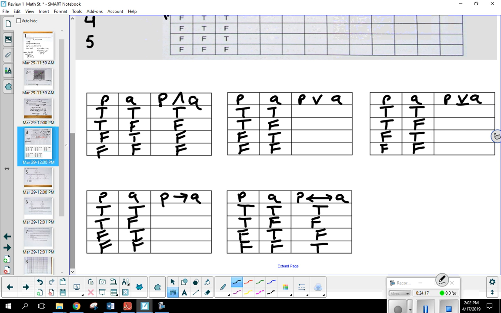Okay, so what was it with the inclusive union? You said it was one or the other or both. So as long as one had a truth, it was good. So what should this column be? True, true, true, false. For inclusive, only one of them has to be true in order to get a true statement. Okay, Alejandro, what was exclusive again? One or the other, but not both. So what would this last column be here?